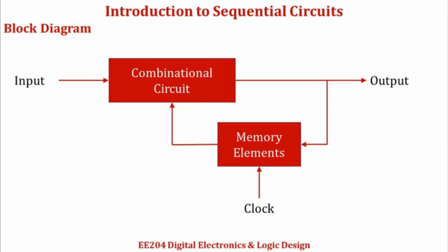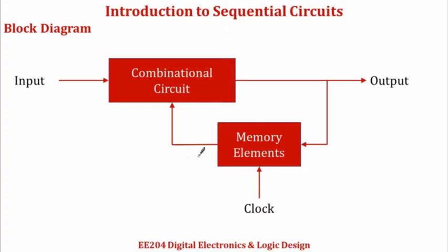The memory elements are connected to the combinational circuit as a feedback. The output is sent back to the combinational circuit. Now, this is called the feedback. The information stored in the memory element at any given time defines the present state of the sequential circuit.